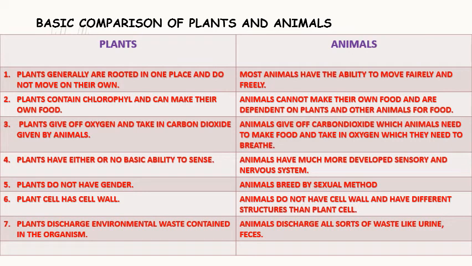Let's see the basic comparison of plants and animals. When we say comparison, we mean the difference between two things. Number 1: plants generally are rooted in one place and do not move on their own. Most animals have the ability to move freely. Plants cannot move, but animals can move. Number 2: plants contain chlorophyll and can make their own food, but animals cannot make their own food and are dependent on plants and other animals for food.